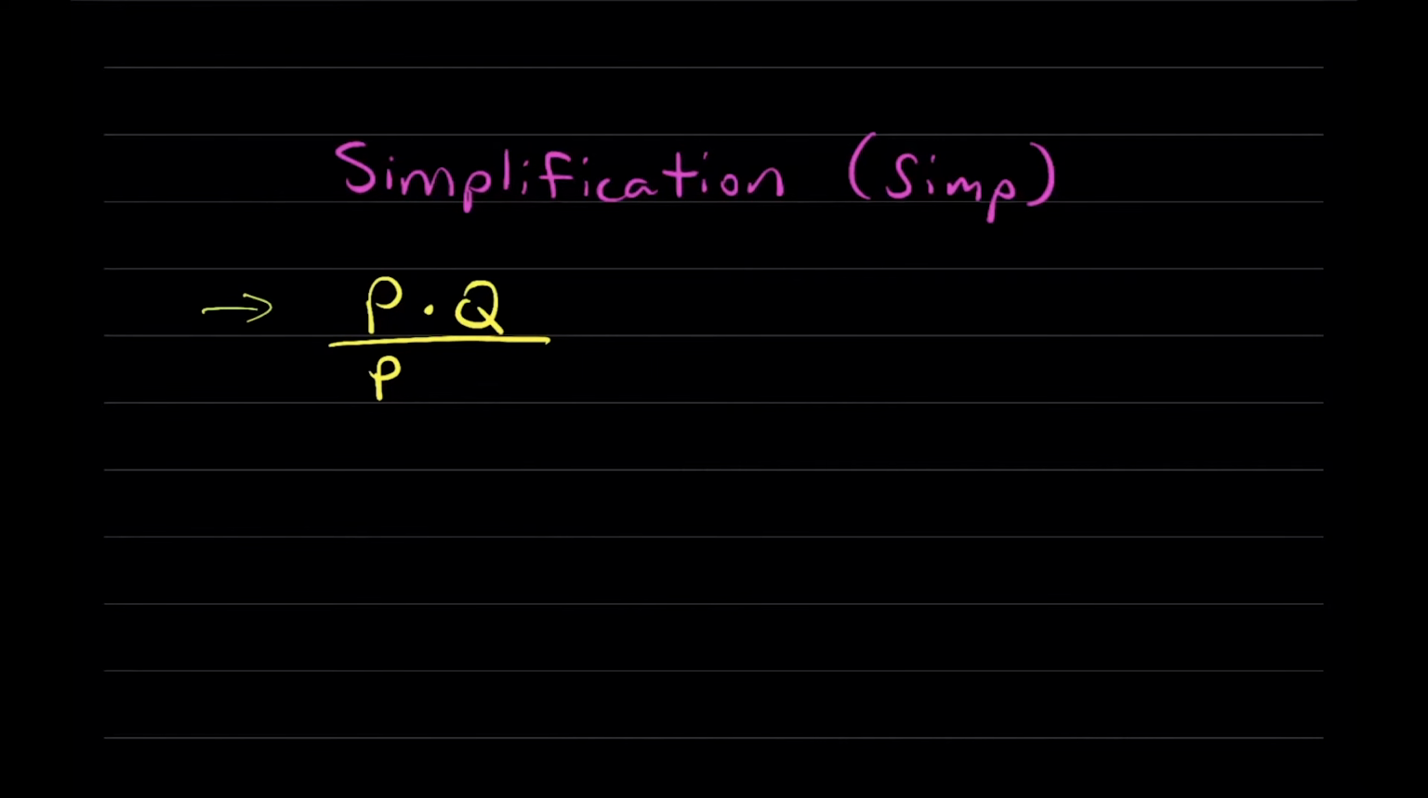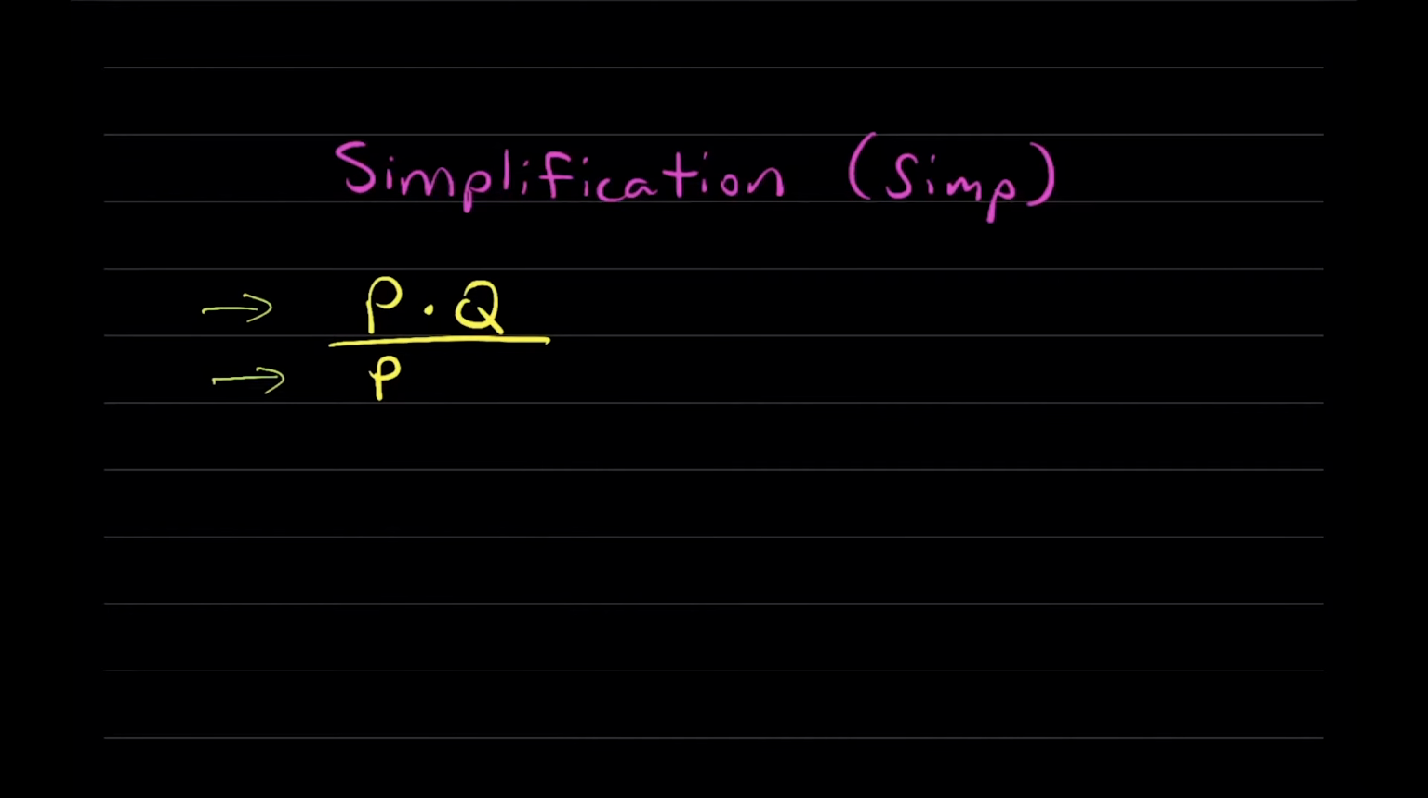And if you take the time to think about what a conjunction means, I think you'll see why this rule works. P dot Q means P is true and Q is true. And if both P and Q are true, then obviously P has to be true. So you can take the left-hand conjunct and write P on its own line.